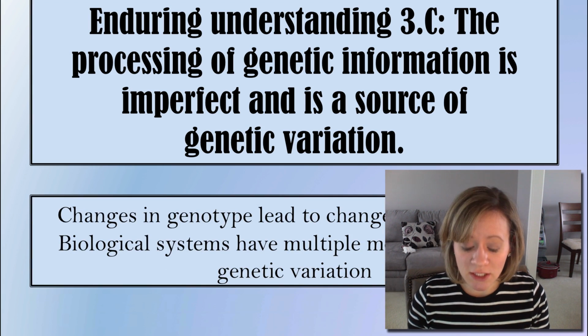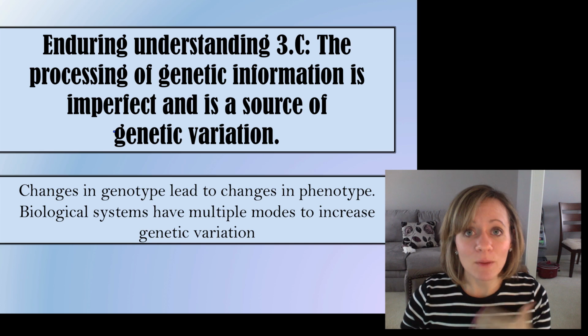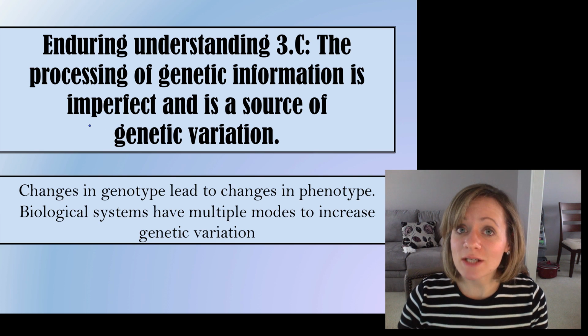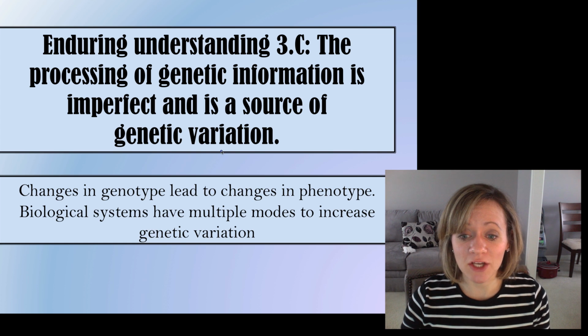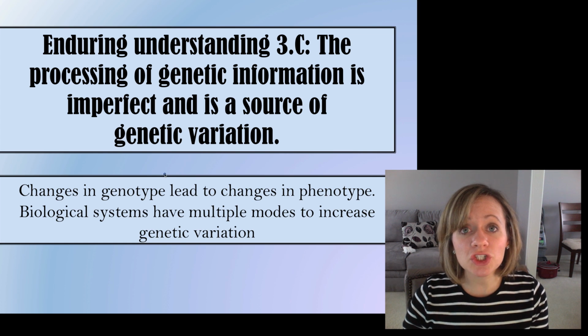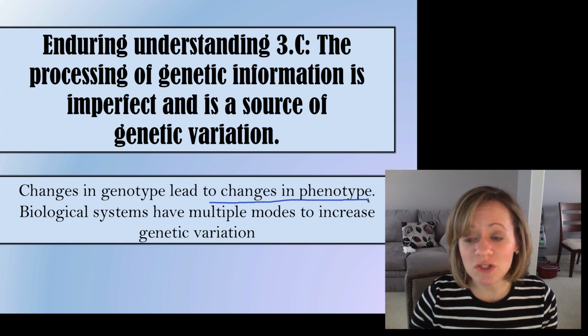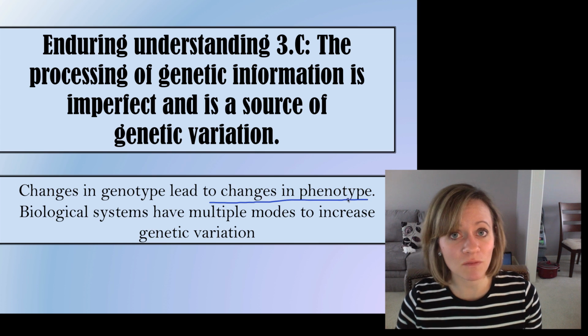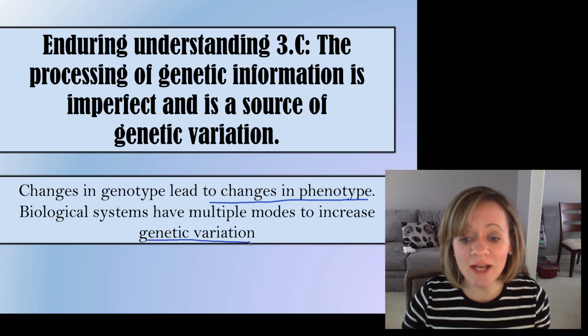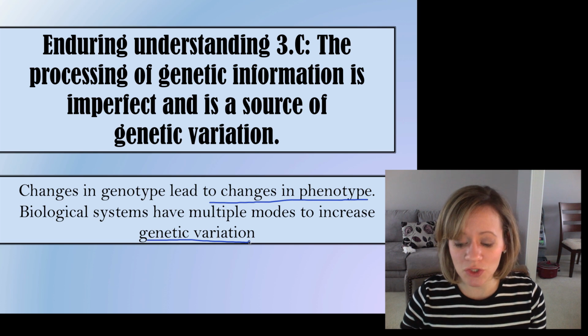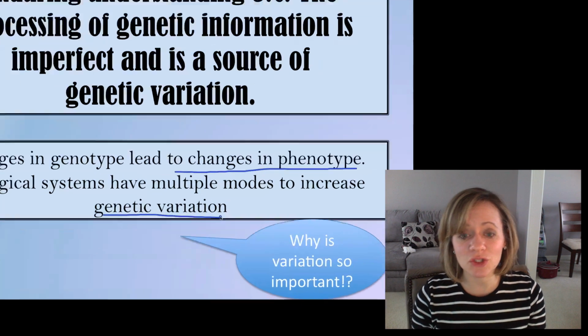So we just want to continually go back to this idea that when we process genetic information, it's not perfect, mistakes do happen, and this is a good source of genetic variation. And always remember that changes in genotype lead to changes in phenotype. That is a huge theme for the rest of this unit, especially in this video. And increasing genetic variation is another huge theme, and I'm going to always come back to these two ideas.